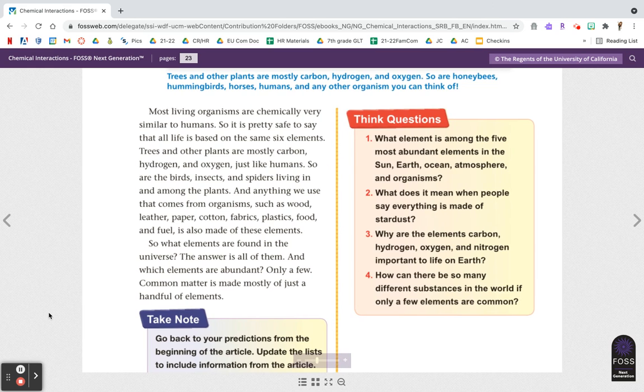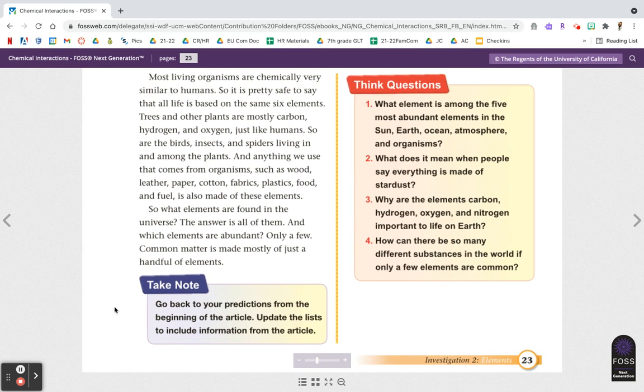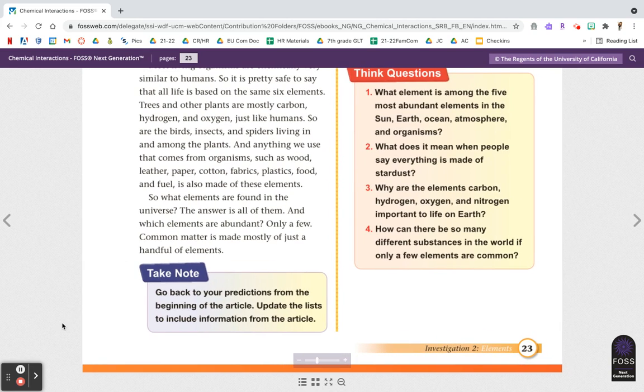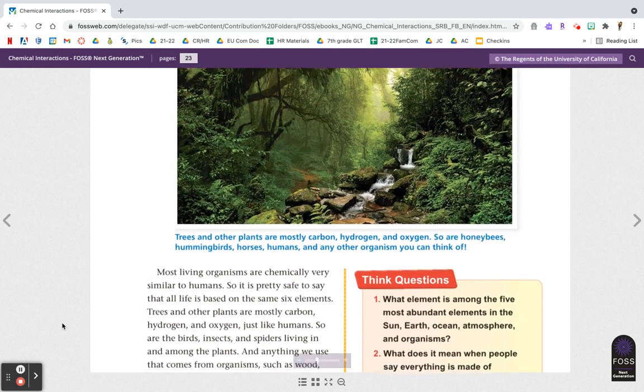Go to your reading checklist and answer questions 7 and 8. When you are done with questions 7 and 8, complete the post reading, which is questions 9 and 10.